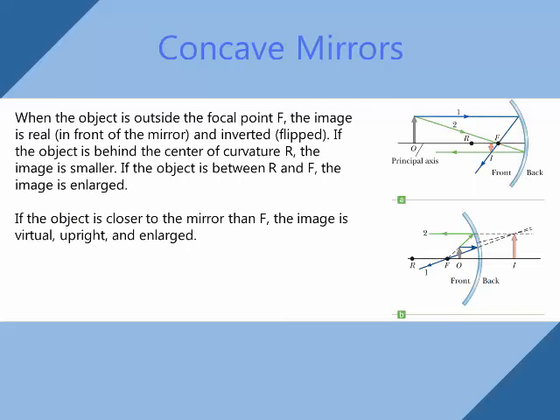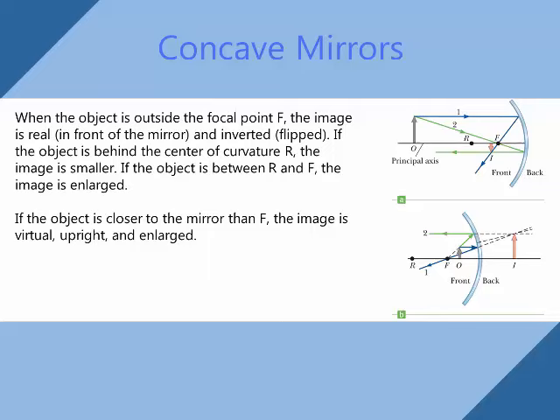Concave mirrors are mirrors that are part of the inside of a sphere. When the object is outside of the focal point, the image is real, in front of the mirror, and inverted or flipped. If the object is behind the center of curvature r, then the image is smaller than the object. If the object is between the radius of curvature and the focal point, the image is enlarged.